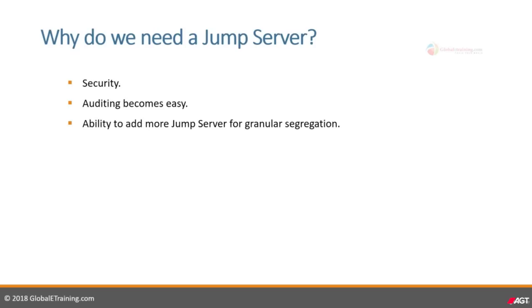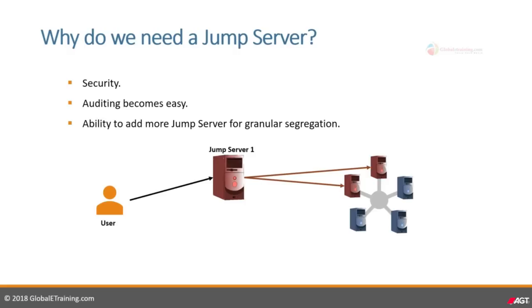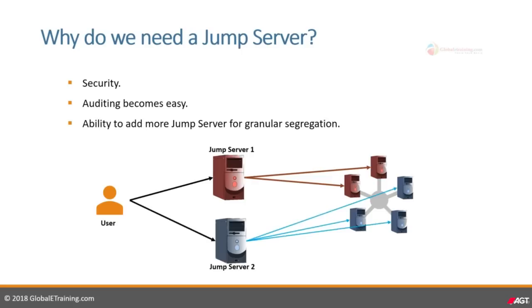Let us recap that with a quick animation. So we have user on the left, and on the right we have 5 machines. 2 of them are red in color and 3 are blue. And we have a jump server 1 which is red and jump server 2 which is blue. So the authorized users, in order to connect to the 2 red servers on the right hand side, will have to go through the jump server 1. And the same user, to access the blue servers on the right, will have to go through the jump server 2. Again, just to keep things simple, I've used colors.